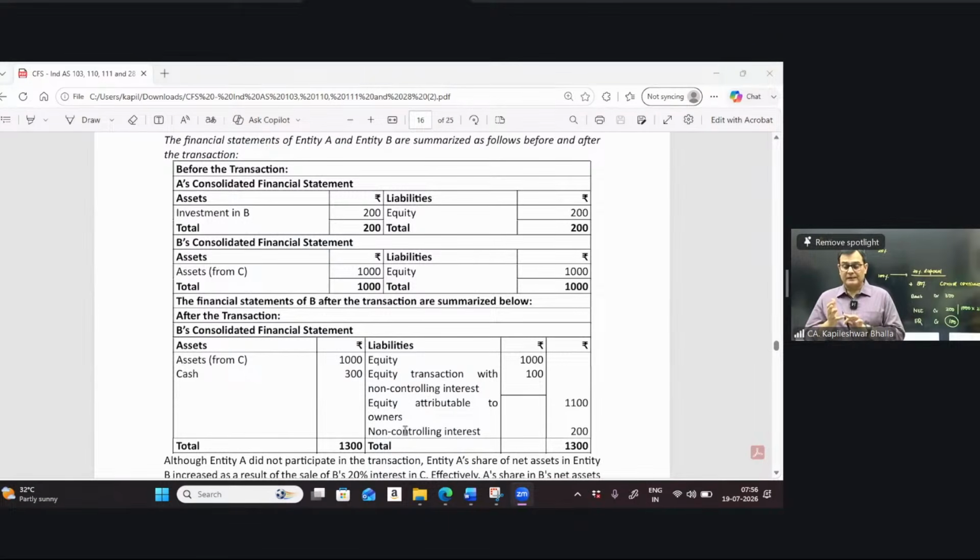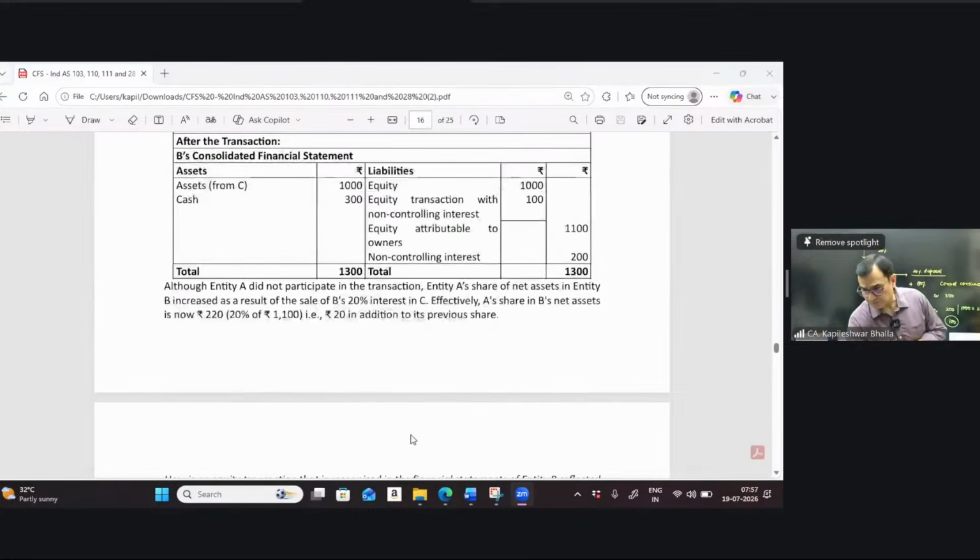Since the equity got a credit of 100, it becomes 1,100. The presence of NCI enters the balance sheet at 200, and you made a sale of the investment, so cash increases by 300. So that entry which we did has been incorporated in the consolidation. Now we can very clearly see that the equity of B from 1000 becomes 1100, and therefore the increase in the equity is an increase in the net assets. So what is the entry which A will do? That's the focus of the question.